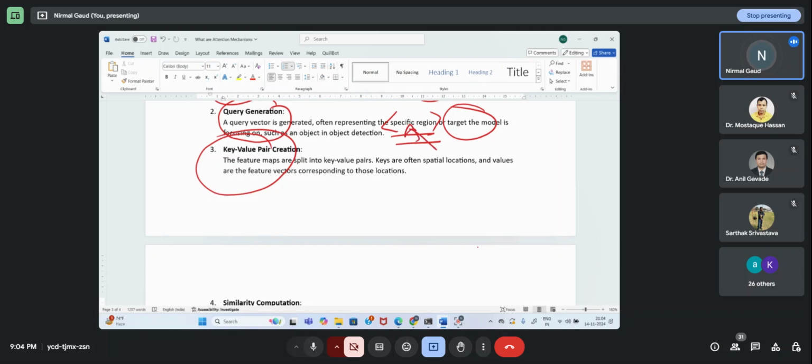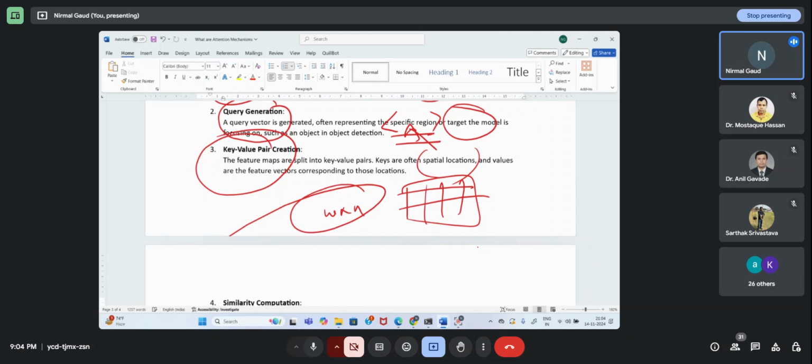Key value pair, these are the spatial locations of an image, the entire image. That's what I called width into height. And once you got Q, once you got K and V, you very well know what to do.